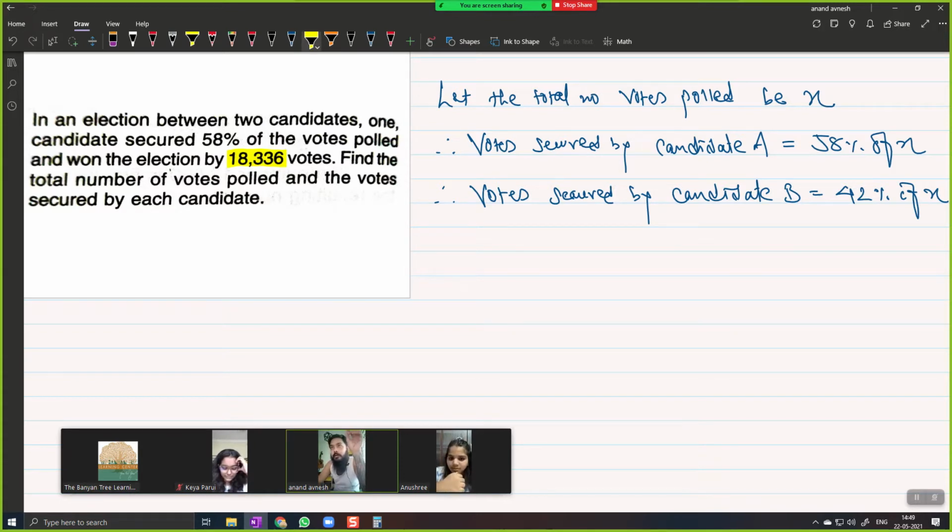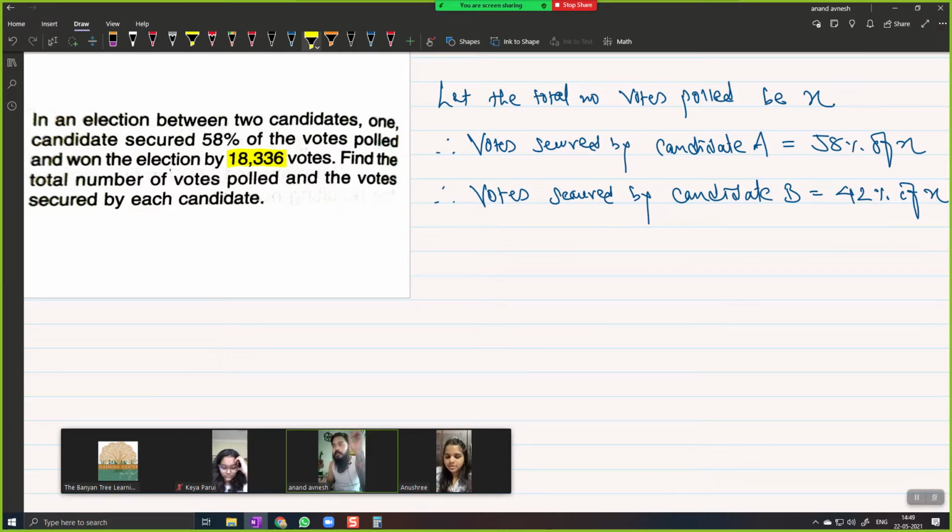इसका मतलब है उसको 18,336 वोट्स ज़्यादा मिले किससे? बी से. You understand? He got 18,336 votes more than B. मतलब this is the difference of their votes. These many votes are the difference between the votes secured by A and B.